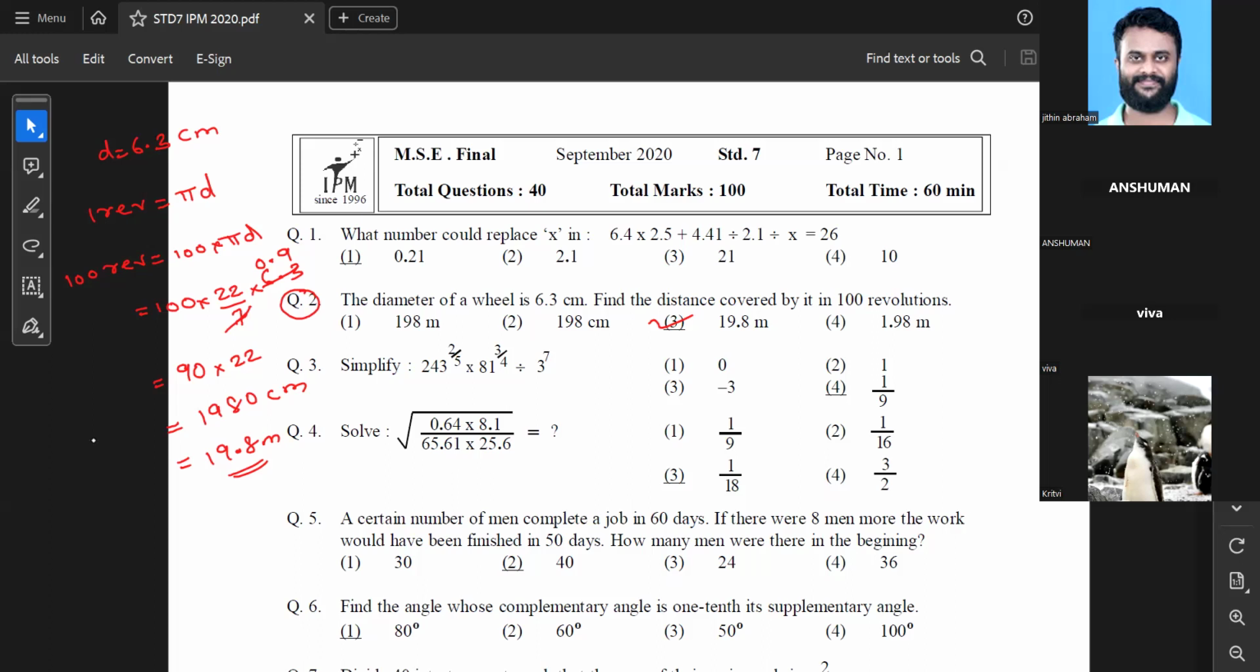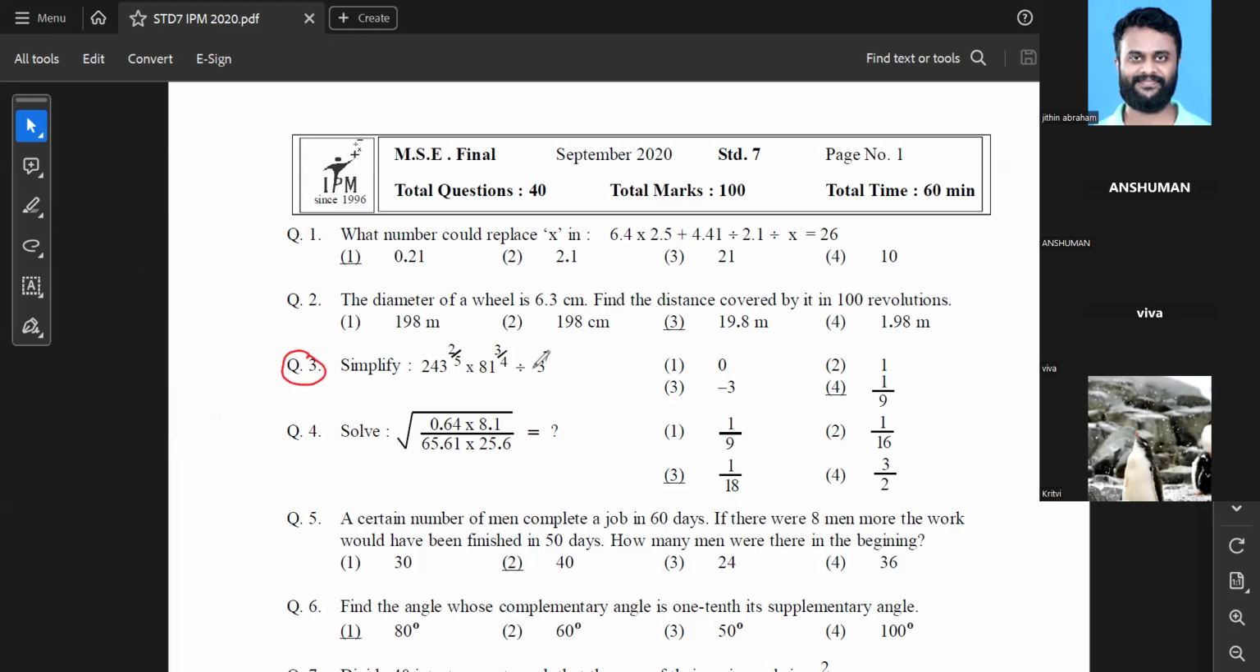Let's proceed to the next question, that is simplify this number. Now, the easiest way of simplification is to find the common factor between them. In this case, I see 3 is a common factor for all of them. So let's try to break them in terms of 3 and see how things are working out.